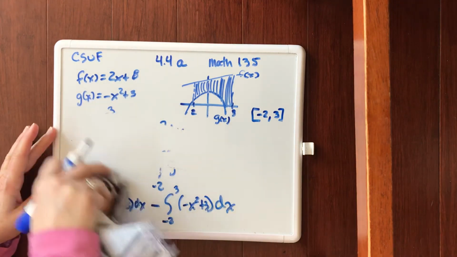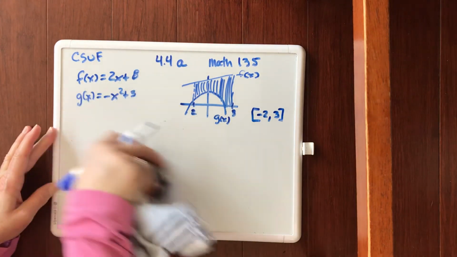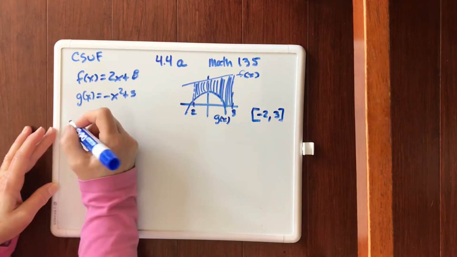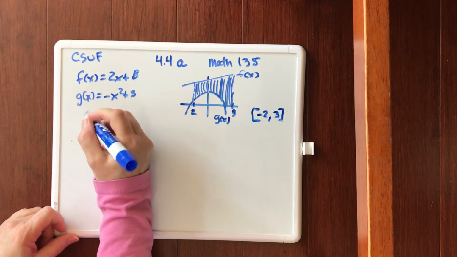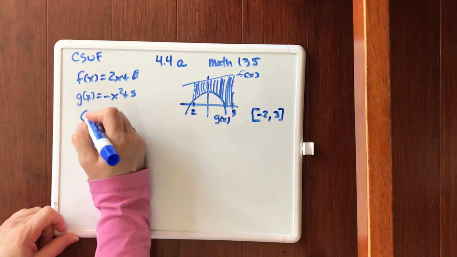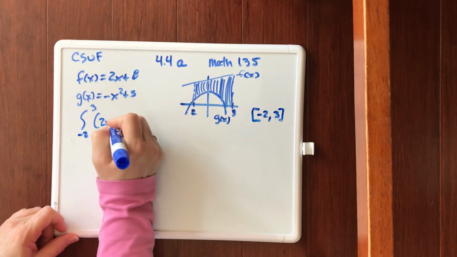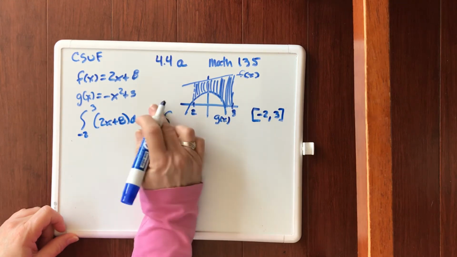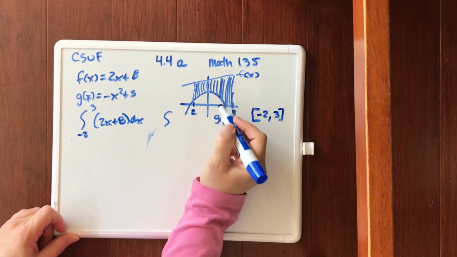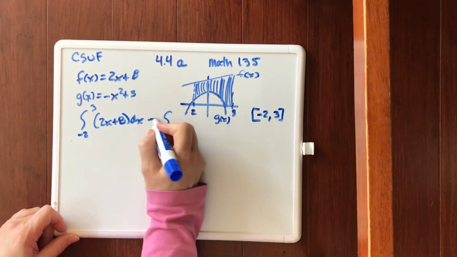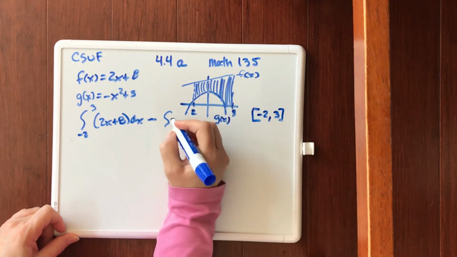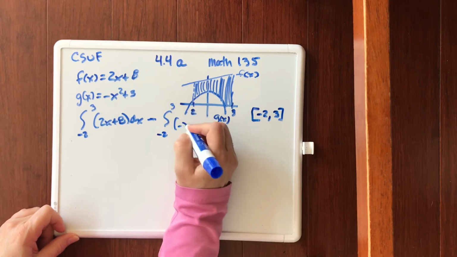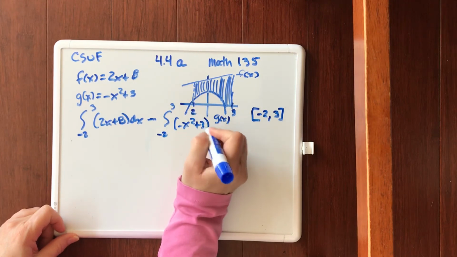I'll erase this right here. Okay, integrating. Well, let me write this again because I can't quite see what we're doing here. 2x plus 8 dx plus, minus, because we're taking this minus this. We always take the top one minus the one on the bottom. -2 to 3, -x squared plus 3 dx.